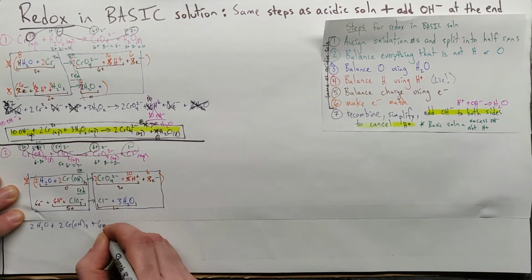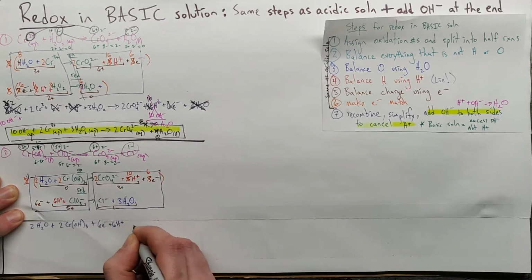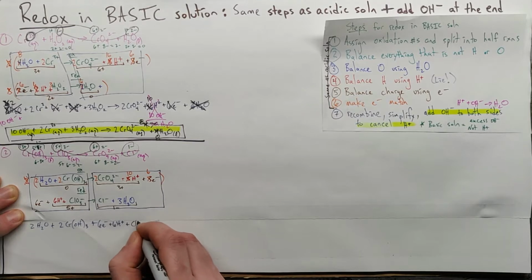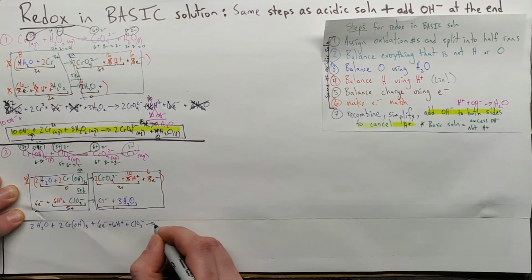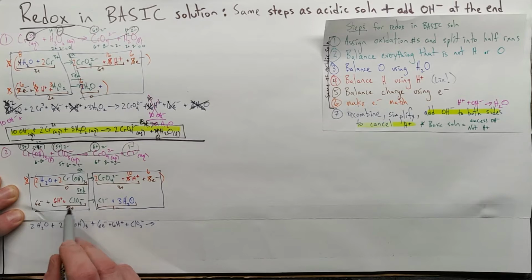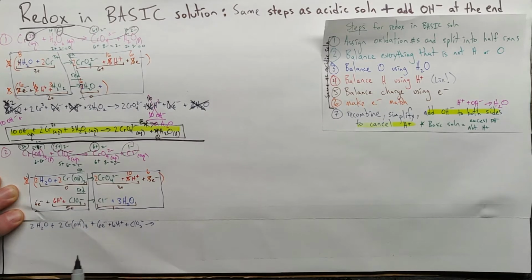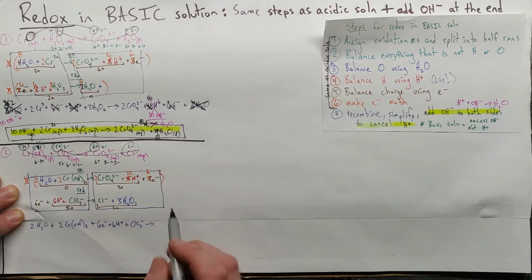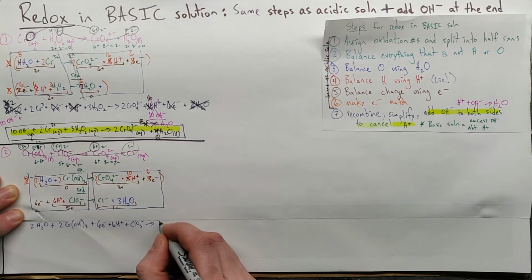And 6 electrons, 6 hydrogen ions, and that chlorate ion. This should give us 5 things: a 2, a 2, a 6, a 6, and a 1. You can never be too careful.